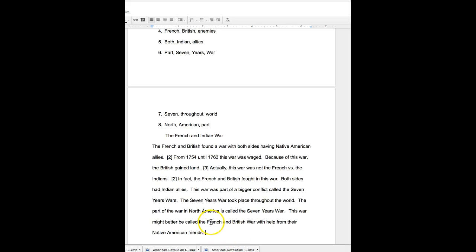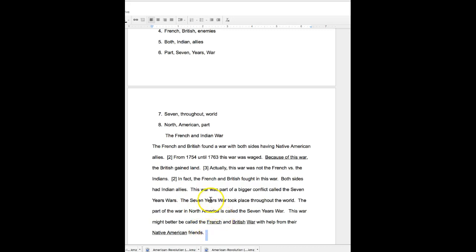And you see how in the clincher we use French and British and war and Native American. So that's what you want to do when you write. We're not writing a story here, we're trying to transfer information. So we're saying what we did in the topic, we also mention at the end.